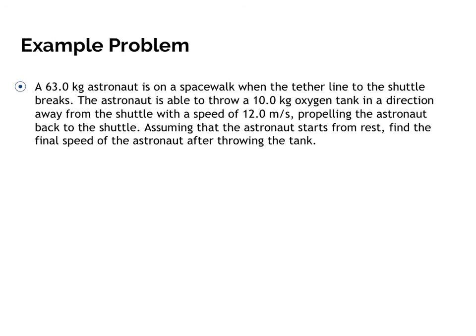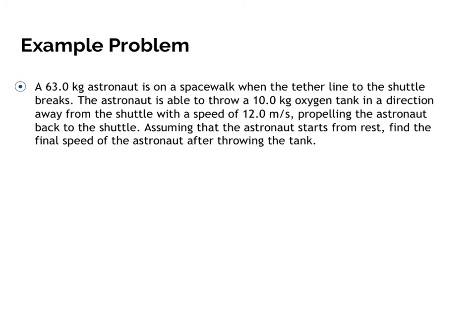Okay, so here's an example problem. We have a 63-kilogram astronaut on a spacewalk when the tether line to the shuttle breaks. The astronaut is able to throw a 10-kilogram oxygen tank in a direction away from the shuttle with a speed of 12 meters per second, propelling the astronaut back to the shuttle. Assuming that the astronaut starts from rest, find the final speed of the astronaut after throwing the tank.